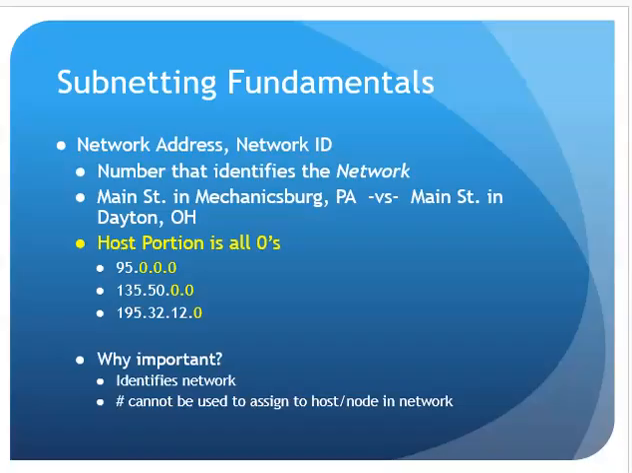Again, why is this important? It identifies the network. It's like putting up a street sign. Also, we cannot assign that number to anything. Just like I can't have a house assigned 0 Main Street, Mechanicsburg, PA. That is normally not done. So the same thing on my network. I can't assign 195.32.12.0 to a printer on my network. We would have trouble printing to it. Okay, so that's your network number.